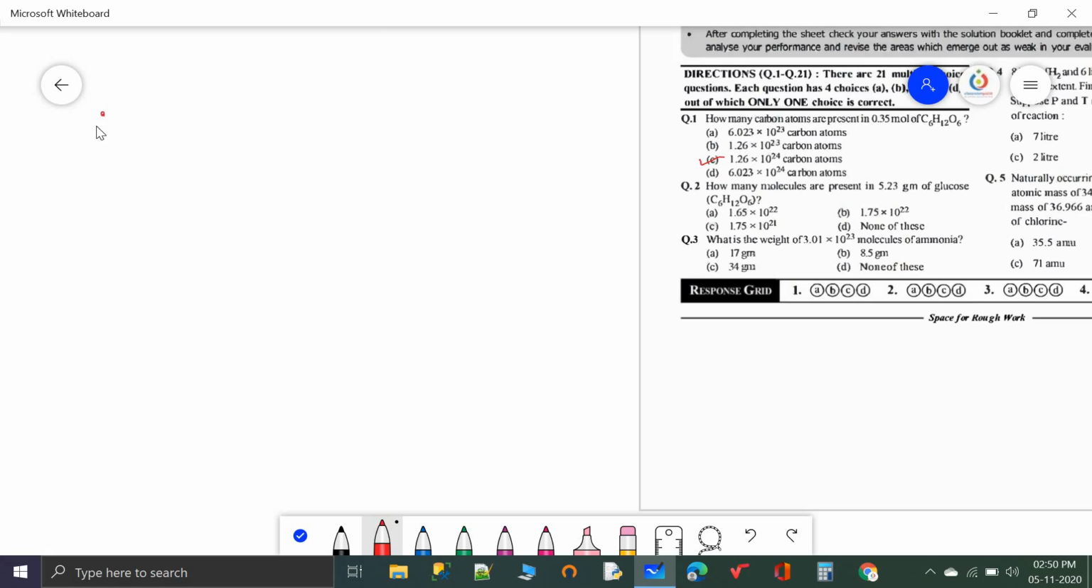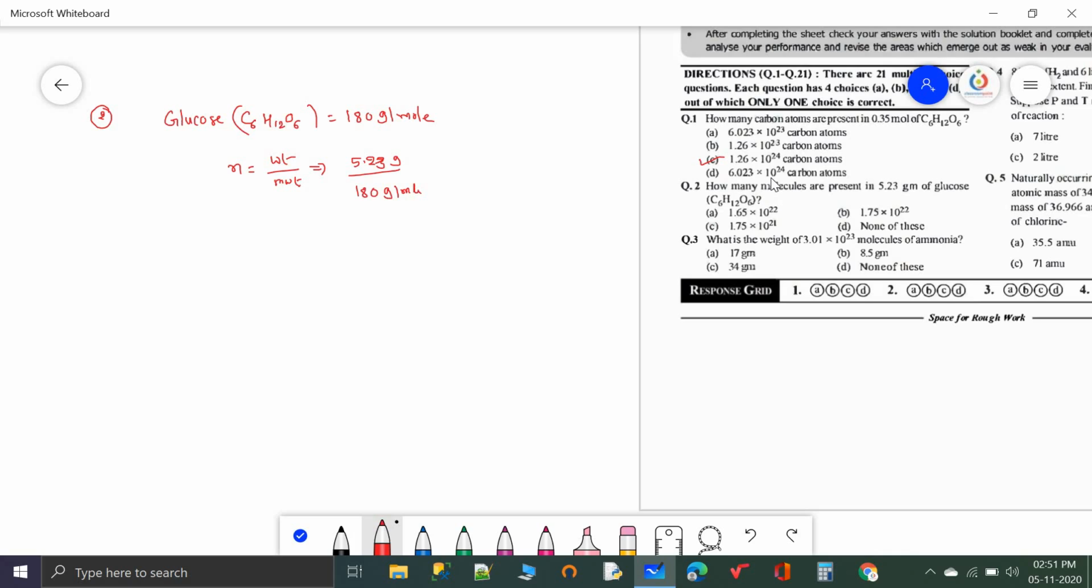Let us solve question number 2 now. How many molecules are present in 5.23 grams of glucose? Glucose, C6H12O6, molecular weight is 180 grams per mole. So number of moles of glucose equals weight by molecular weight. Given weight is 5.23 grams, whereas molecular mass is 180 grams per mole.